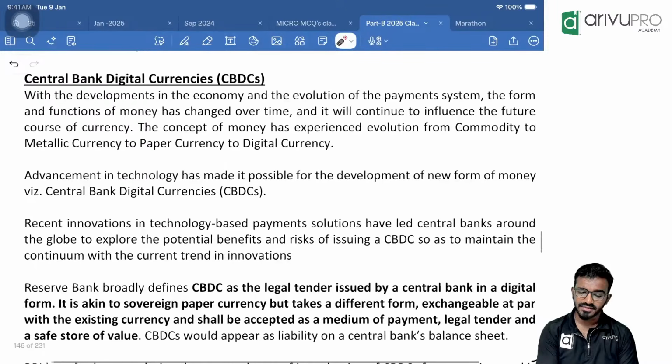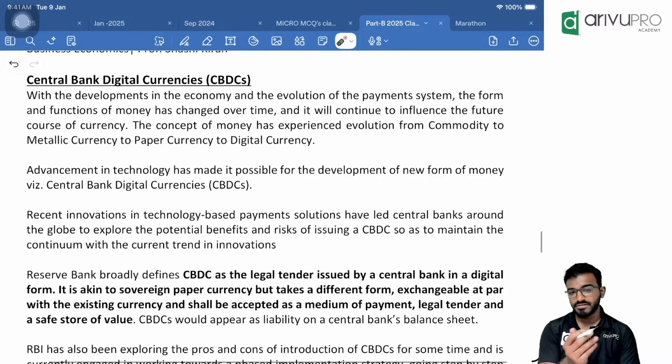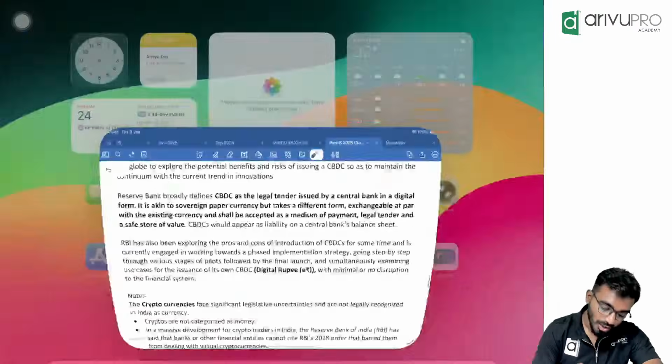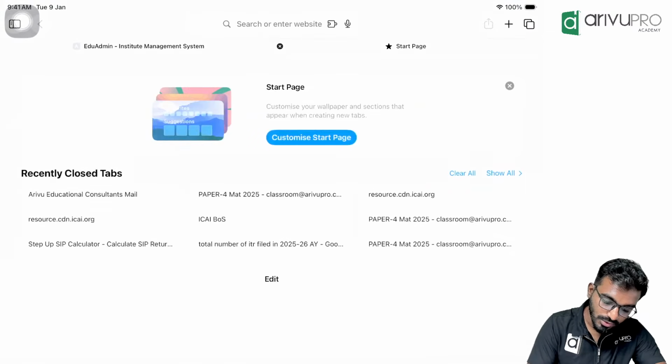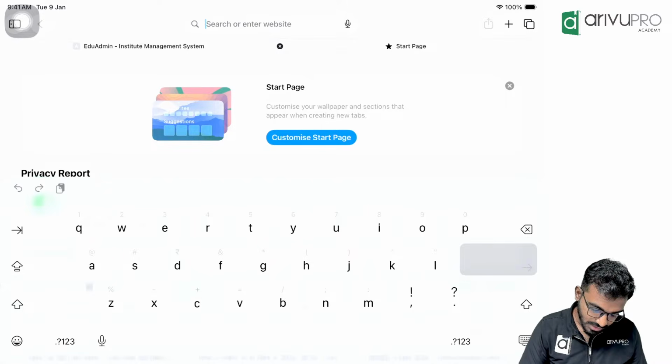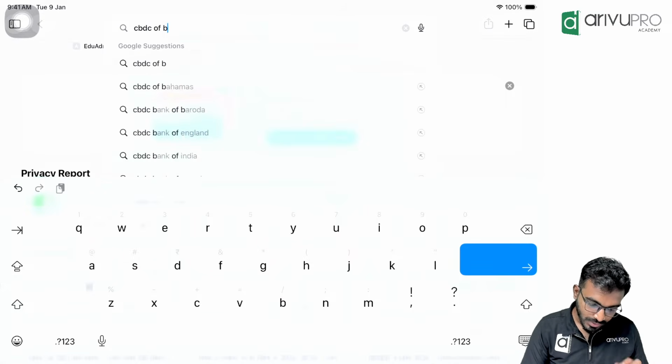See, CBDC is nothing but e-rupee. Going further, we are not going to print currency in the form of paper currencies. Going further, we will come with more of digital form. Already that is legal tender from 2022, but most of them don't even know about it. See, CBDC of RBI.